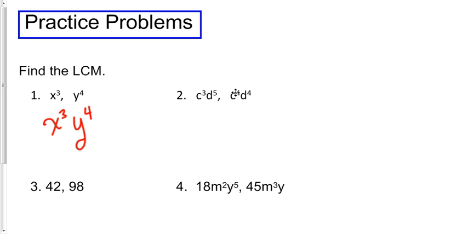So c to the third, c to the fourth is just going to be c to the fourth. And d to the fifth, d to the fourth, d to the fifth is the highest exponent. This is the smallest value that they will both evenly divide into.